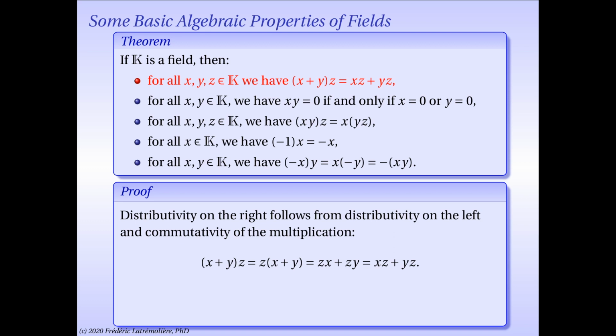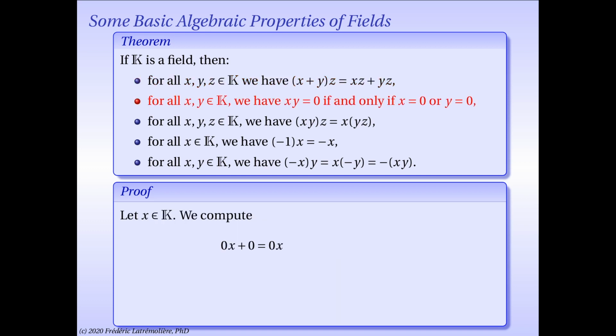then first thing is you can use commutativity of the multiplication. This is equal to z times (x plus y). Now you can use left distributivity, which we assumed in the definition of a field. So this is zx plus zy. And then again, we use the commutativity of the multiplication to rewrite this as xz plus yz. And you see we get the identity we desired. So we can expand on the left or on the right in a field.